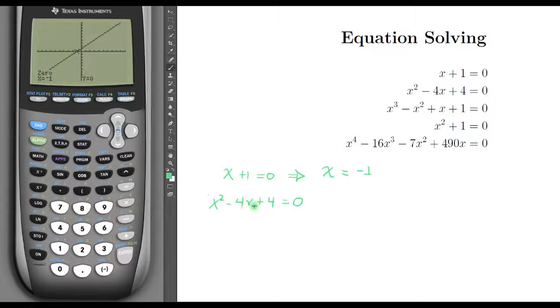If I factor this, what two factors of +2 when you add them together gives you -4? Well, -2 and -2, right? So x squared minus 2x minus 2x plus 4 equals 0. What can I factor from these two? x, I get x minus 2.